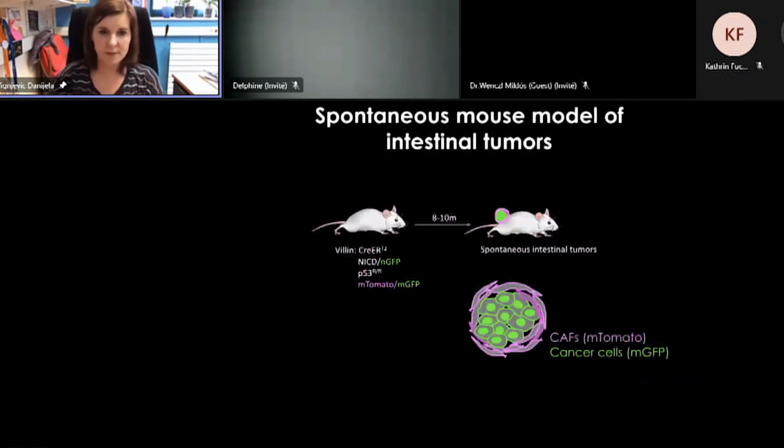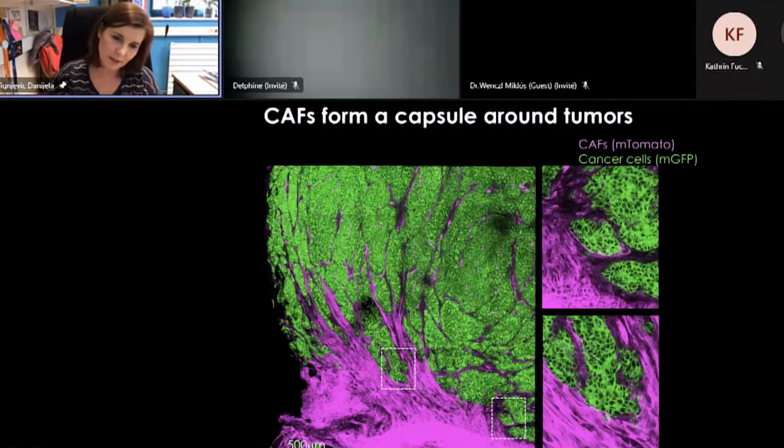For that, we use a mouse model where we can spontaneously get tumors. Due to the mutation in Notch and p53, these mice will get tumors in the intestine about 8 to 10 months later. And just to guide you, the cancer cells will have green nuclei and green membranes, while the fibroblasts will have red or pink membranes in this case. So what we see is that the stroma, not only fibroblasts, but all the stroma, would encapsulate the tumor and also penetrate inside of the tumor and form those intratumoral capsules by creating nests around the cancer cells.